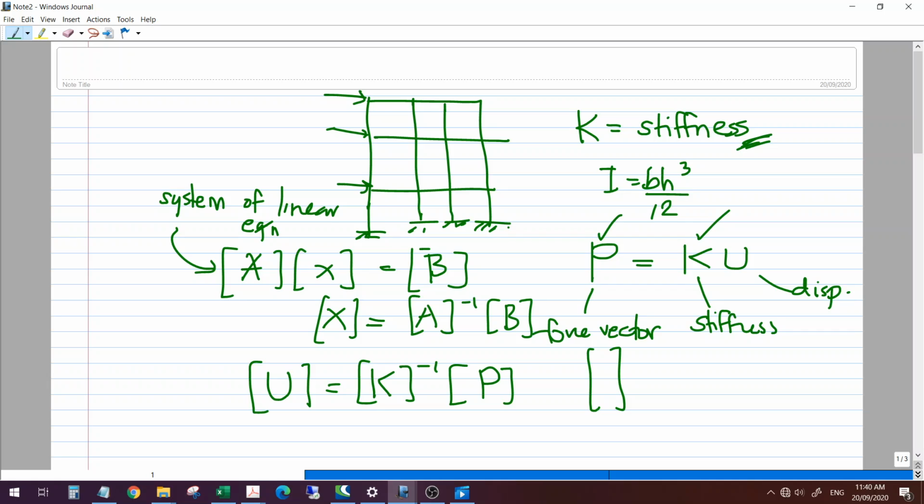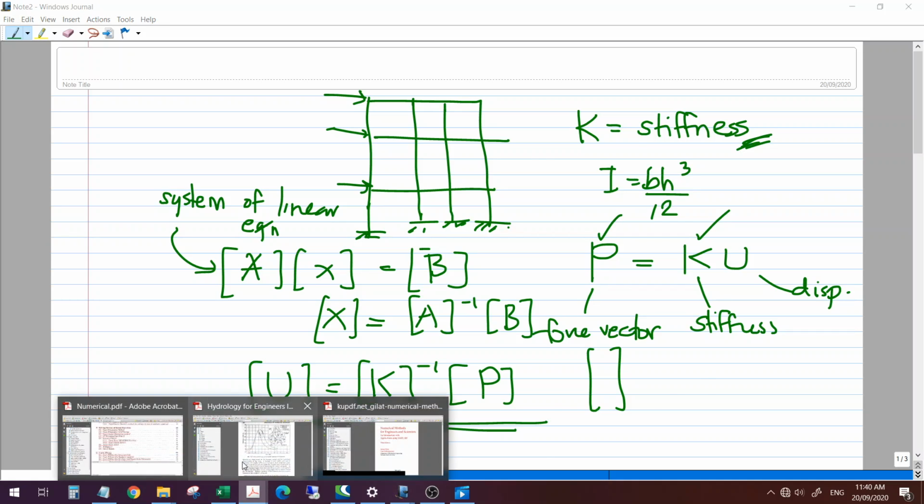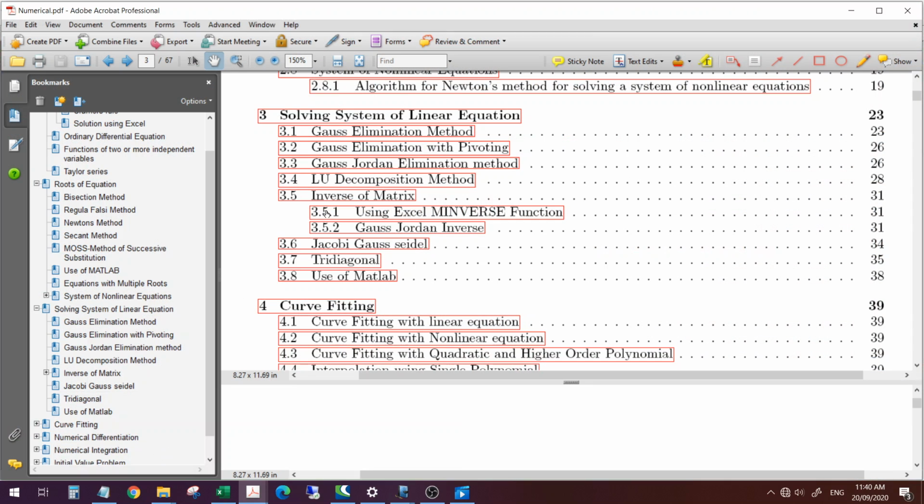Yan po, no? But in a form of U equals K inverse P. So therefore, ibig sabihin, kinukuha namin yung inverse of the matrix of the stiffness. Then, imu-multiply sa force vector to get the displacement. Yan po. So, yun ang stiffness method, which is a direct application of solving system of linear equation.